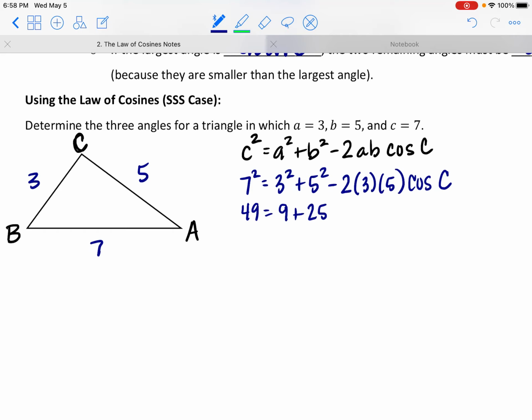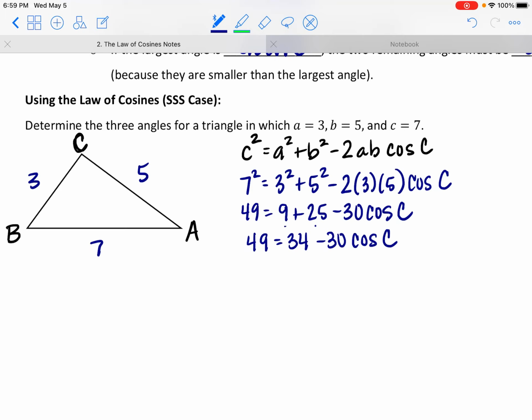So 2 times 3 is 6, and 6 times 5 is going to make 30, so this is going to be minus 30 times the cosine of C. Well, 9 and 25 here makes 34. So 49, we're getting there, equals 34 minus 30 cosine of C. And maybe you can take fewer steps in the solving here, but the goal is to try to get that cosine of C by itself.